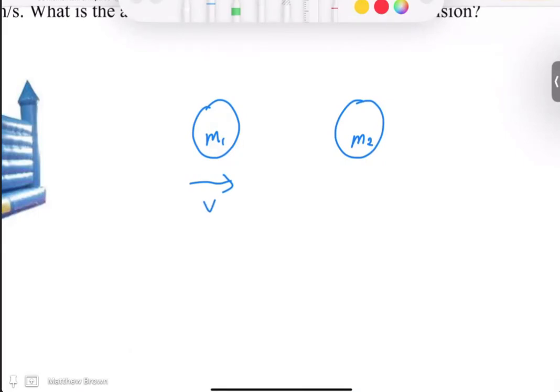So what's the force? Technically, Newton's third law says that whatever the force of M1 on M2 is will be the same as the force of M2 on M1, right? Forces act in pairs. But suppose we just want to restrict our analysis to M2. And we could let these masses be the same, just tennis balls or something.